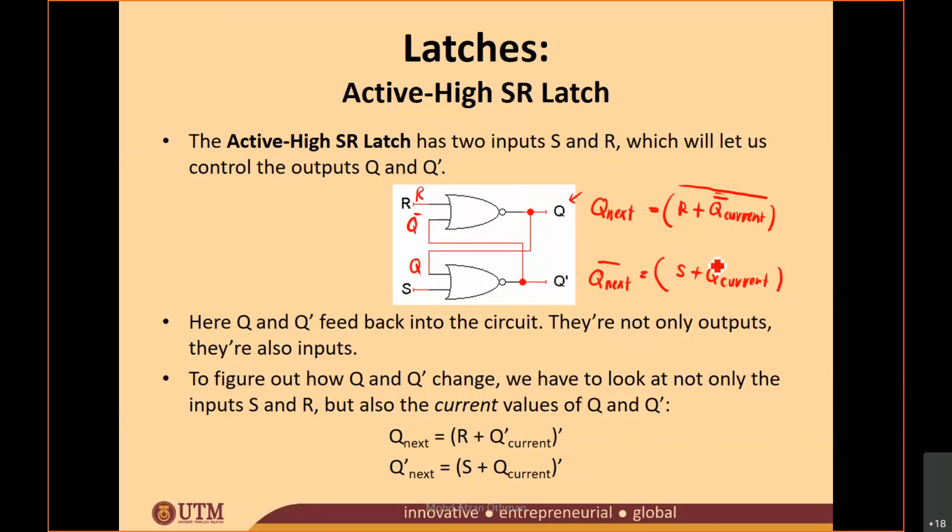Okay, and then barkan dia. So this is the Boolean expression yang kita dapat based on this logic circuit. Now, by using this Boolean expression, kita akan carilah what is the value of Q and Q bar bila mana R dengan S have certain inputs.